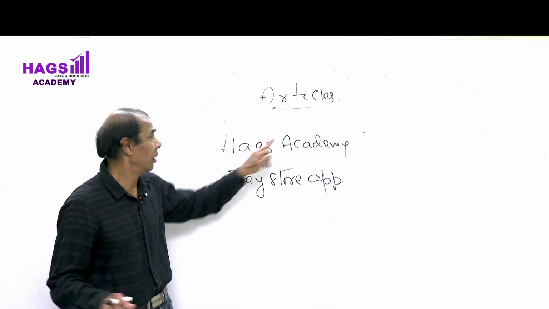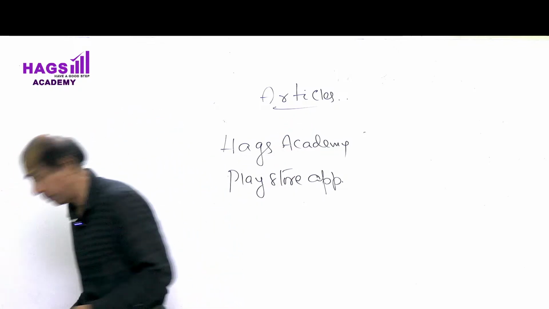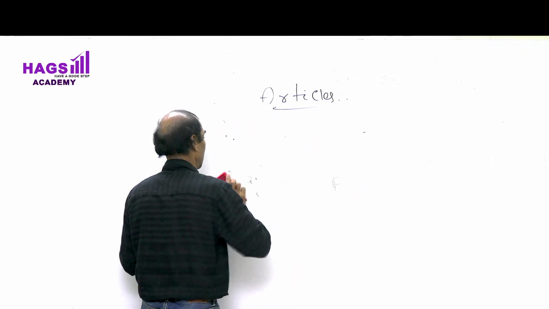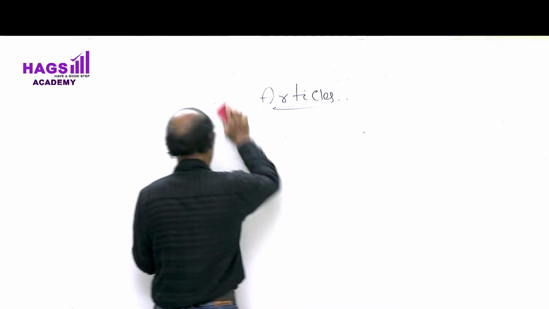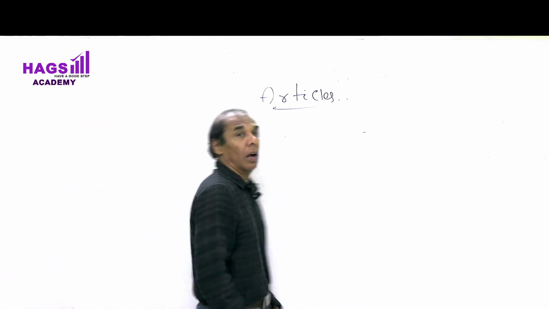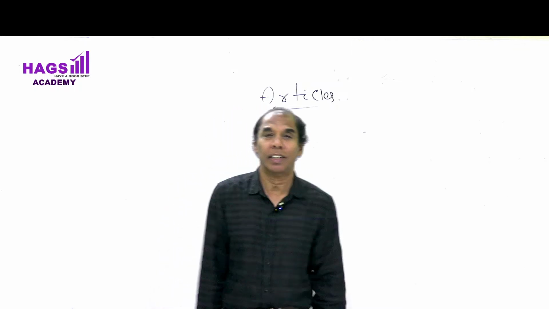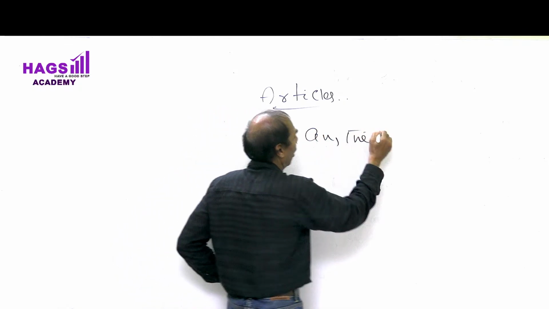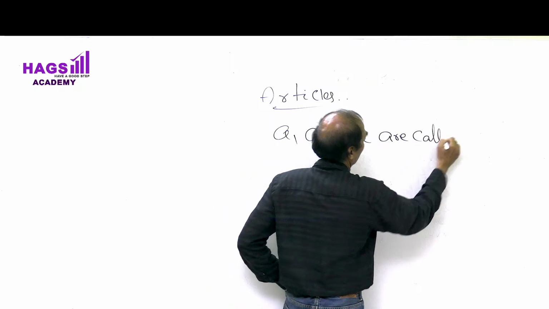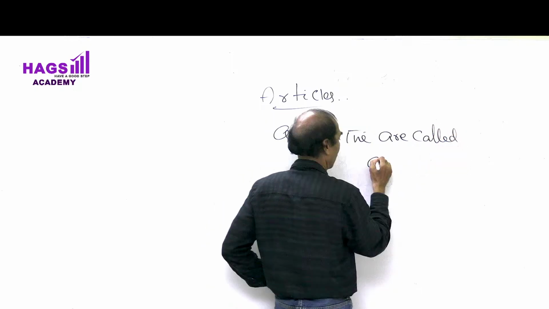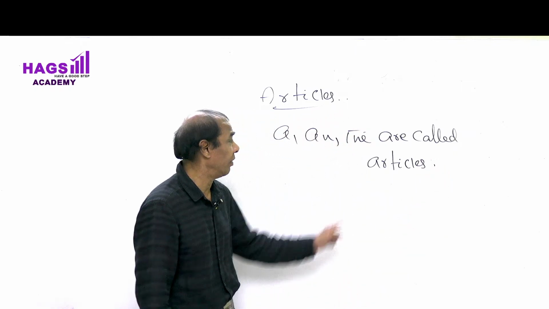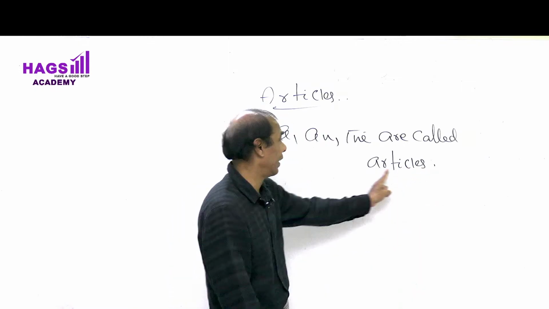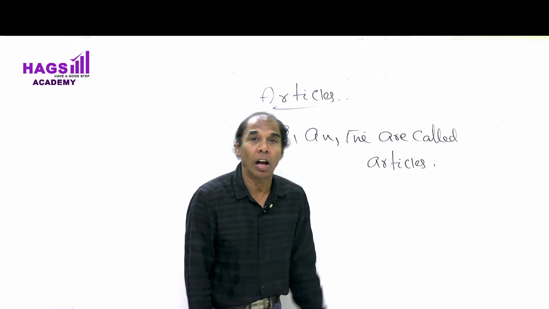Next topic, articles. A very important topic in English. Am I right? See, what are articles? A, an, and the are called articles. The spelling of articles is A-R-T-I-C-L-E-S. Don't write A-R-T-I-C-A-L-E-S. A-R-T-I-C-L-E-S.